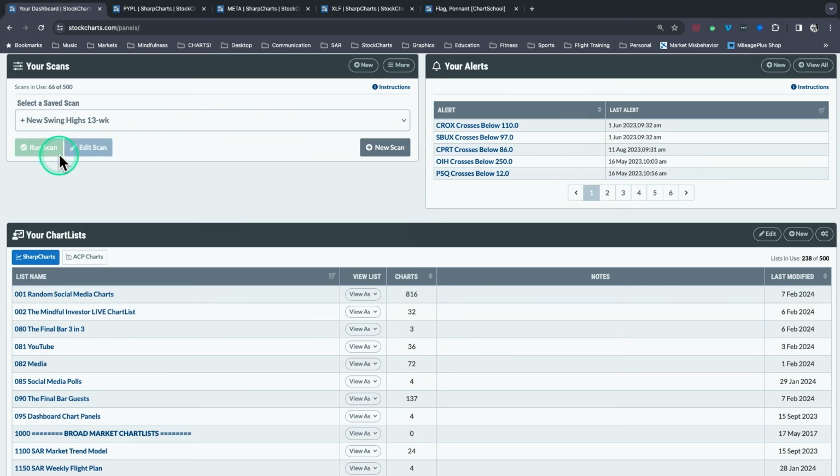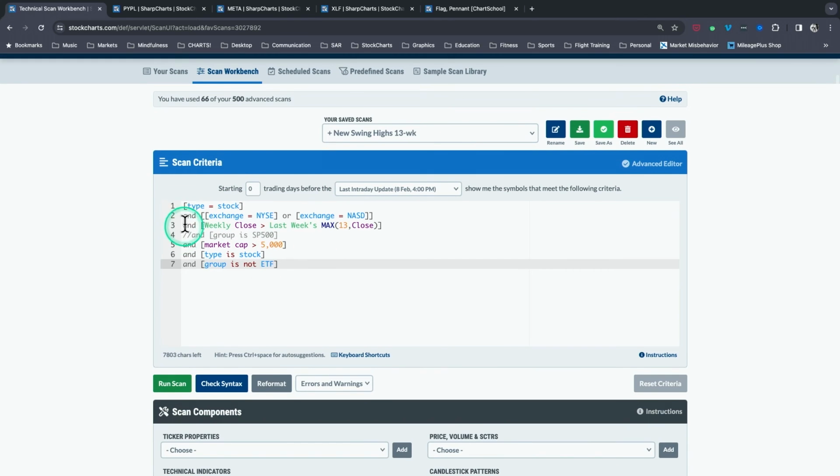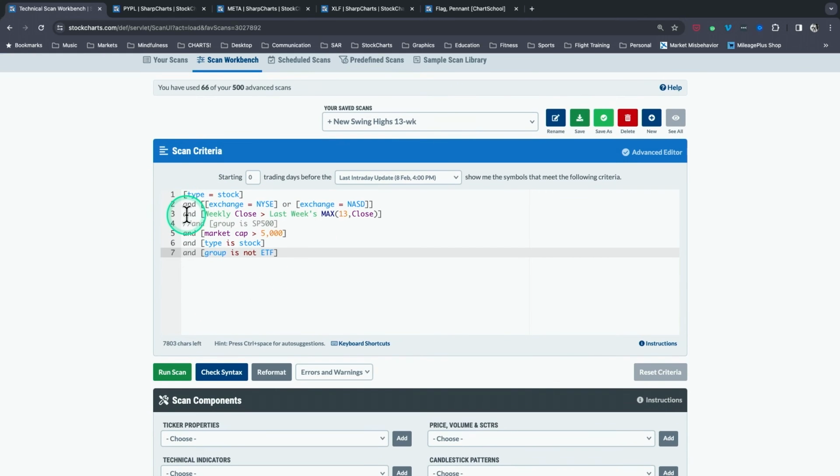And I look for stocks making new 3-month or 13-week highs, 65-day highs, and then new swing lows. And the syntax of the scan is actually incredibly easy if you're familiar with our scanning engine. This line right here, line number 3, is the most important one.